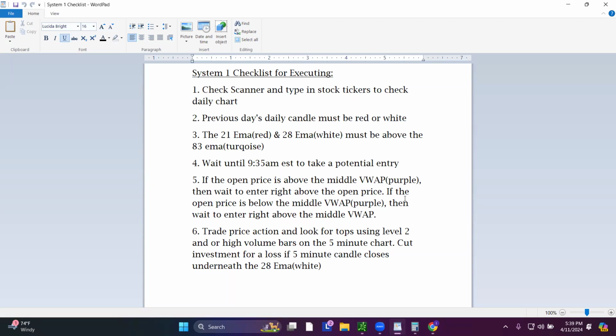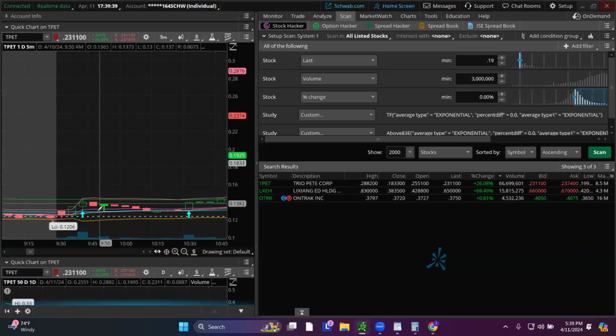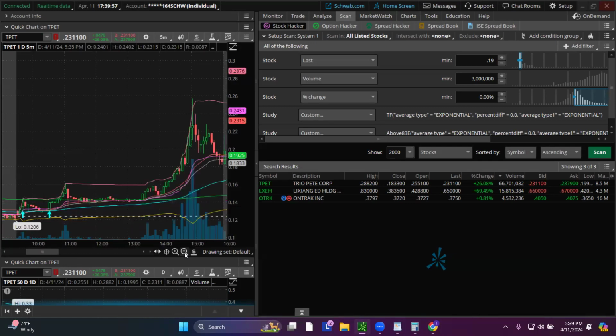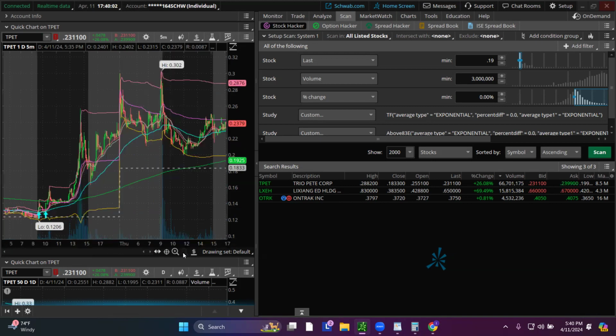Same thing, the open price is below the middle VWAP for this example as well. And so middle VWAP is right here, once the 21 and 28 were above the 83. Open price is at 13 cents. And so execution was at like 13.4, 13.5, 13.6 area. And as you can see, I have less expectation of an extremely large move. And guess what? This one exceeded the expectation, which is always nice.